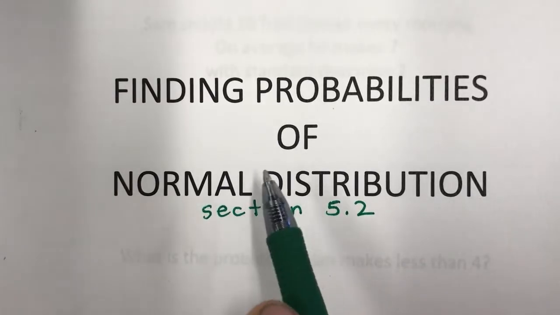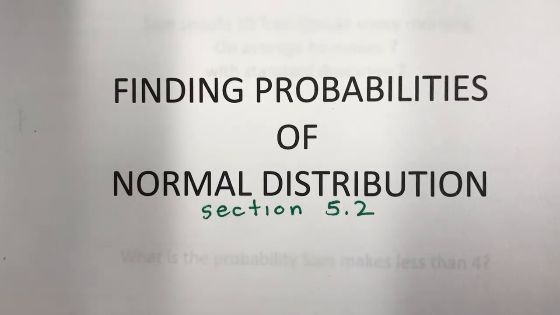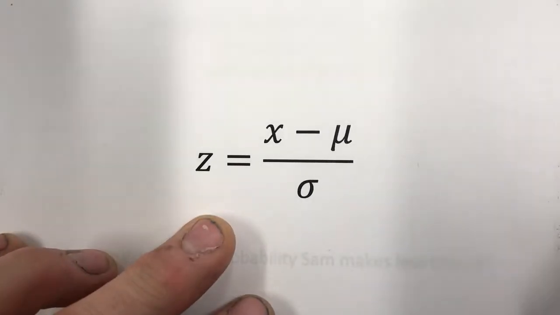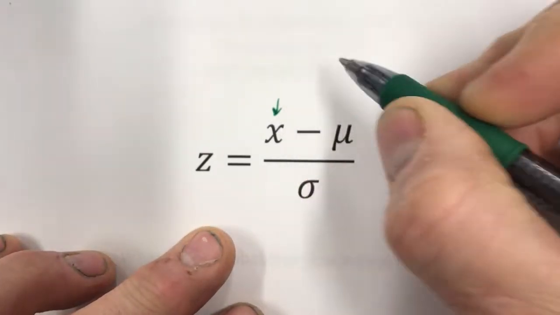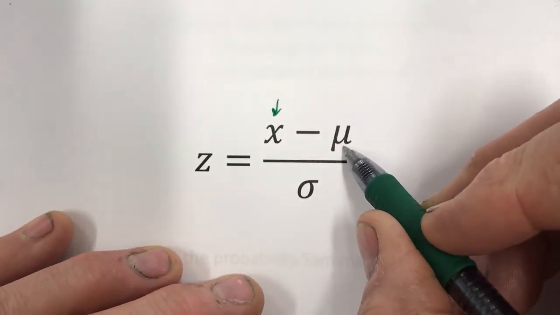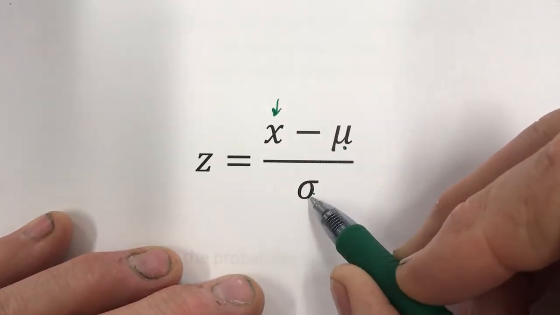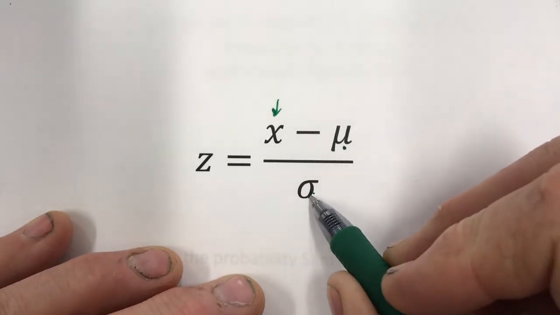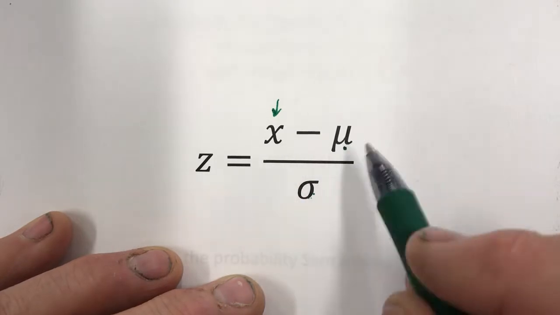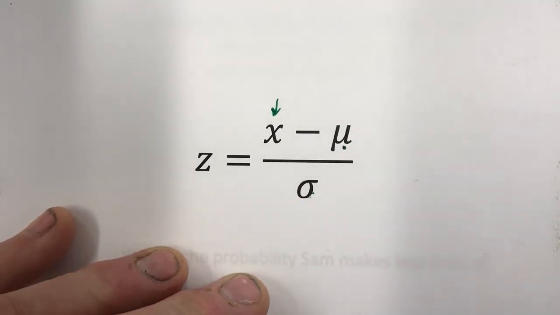All right, we're finding probabilities of normal distribution. This is section 5.2. First of all, we have to look at this formula right here. This is how you find your z-score. X is a value that you're trying to find a probability of, where this is mu, the mean, and this is sigma down here. That's your standard deviation. So z equals x minus mu, all divided by sigma.